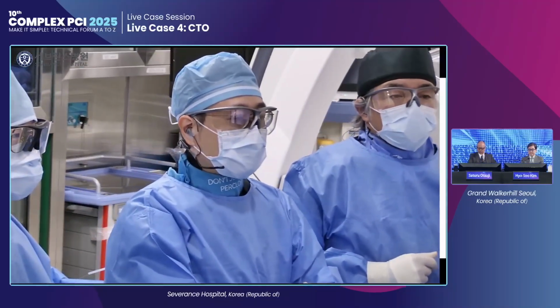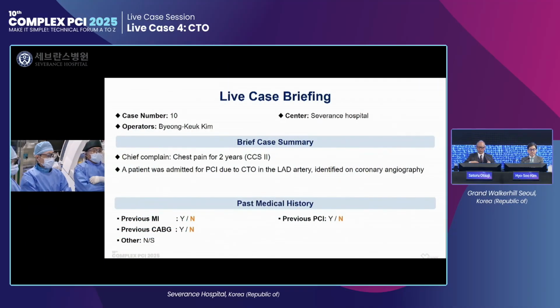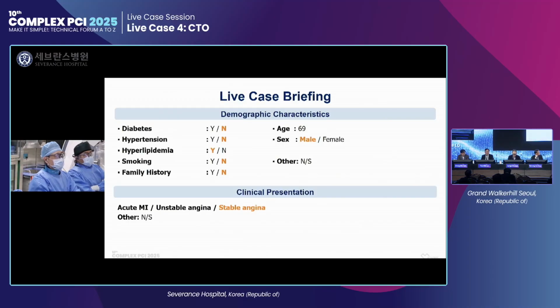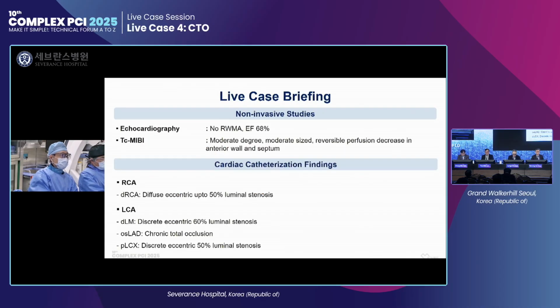We prepared this LAD CTO case, interesting but very challenging. He complained of chest pain for 2 years. Our patient is a 69-year-old man with no other medical history, but he had hyperlipidemia. On echo, the ejection fraction was normal, and on MIBI scan there was a reversible perfusion defect in the anterior and anterior septal wall.